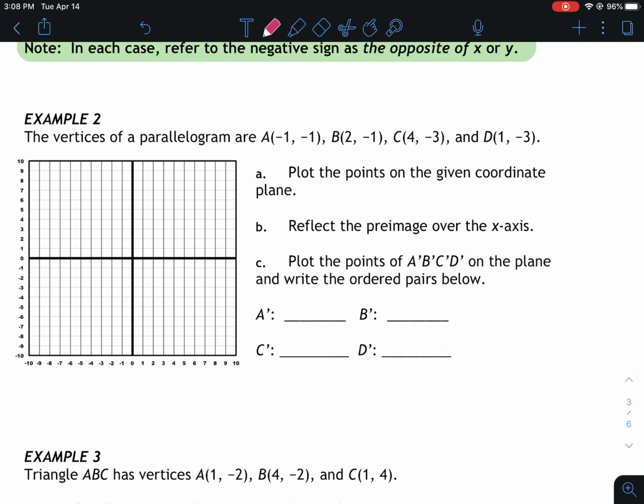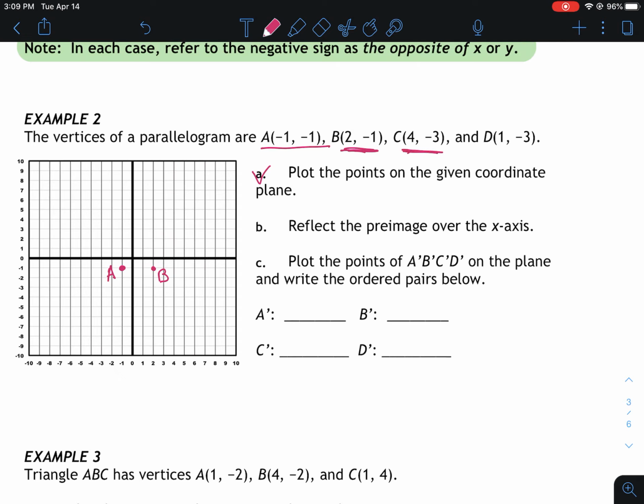Okay, so here for example 2, we're going to look at a parallelogram. We are going to plot the points given on the coordinate plane. So point A is going to be at (negative 1, negative 1). That is right here, letter A. Letter B is at (2, negative 1). So I go to the right 2 and down 1.